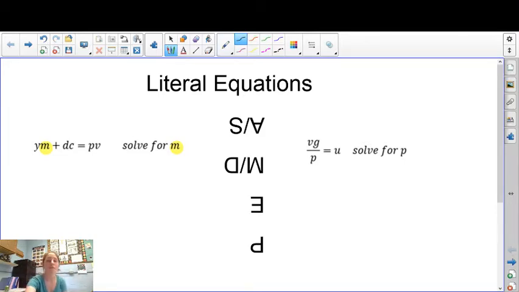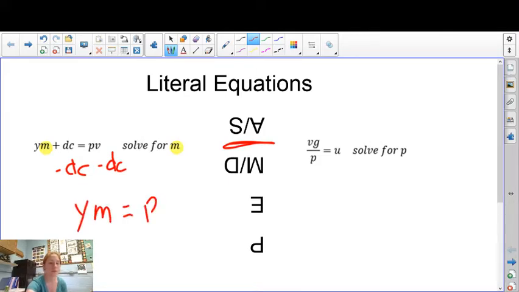So first I have to start with that addition or subtraction like we talked about. My m and my y are being multiplied, but they're later down in my steps, so I have to undo that addition first. Since d and c have nothing to do with my m, they're going to stay together as their little pair. They're added, so we undo them with subtraction. So I have ym is equal to pv, because p and v are being multiplied, held together, minus dc.